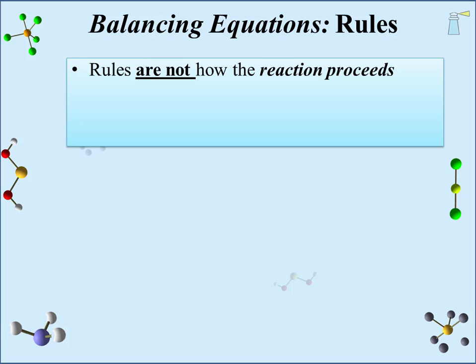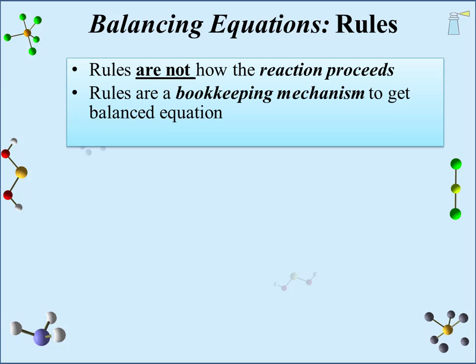It is important to separate out the process of balancing chemical equations from the actual chemistry of the reaction. There is absolutely no connection between how we balance chemical equations and the actual chemistry of the reaction. The rules are a bookkeeping mechanism to get a balanced equation. A different set of rules should also get the same balanced equation.